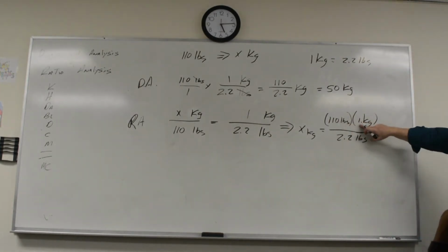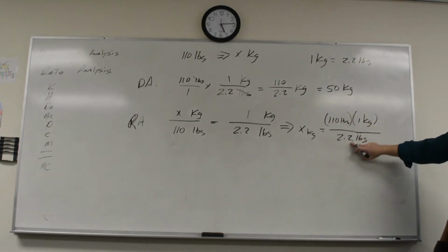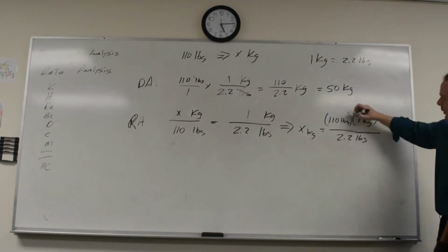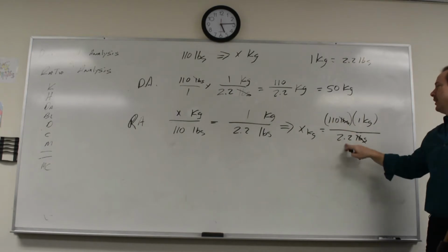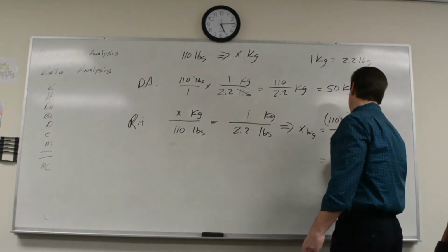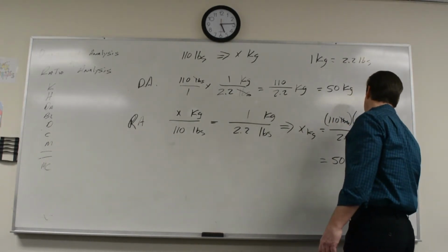110 pounds times 1 kilogram divided by 2.2 pounds. We have pounds in our numerator, pounds in our denominator. The pounds cancel. The actual value here is 110 divided by 2.2. This is going to equal 50 kilograms.